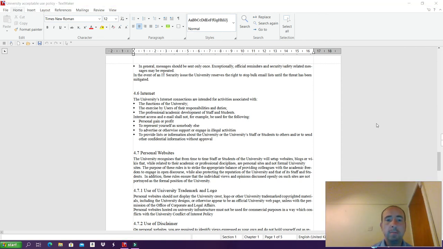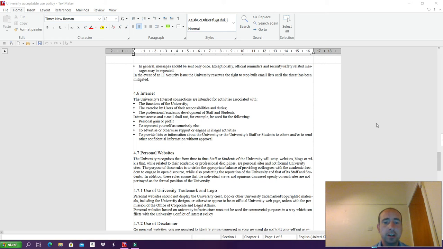In general, messages should be sent only once. Exceptional official reminders and security and safety related messages may be reported. In the event of an IT security issue, the university reserves the right to stop bulk email lists until the threat has been mitigated. Internet.